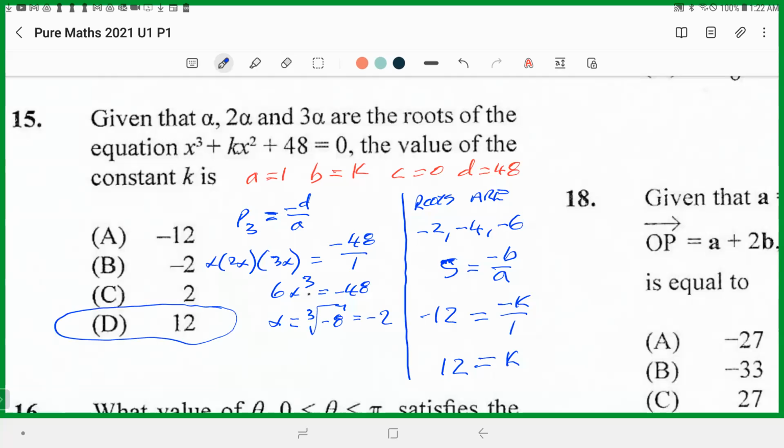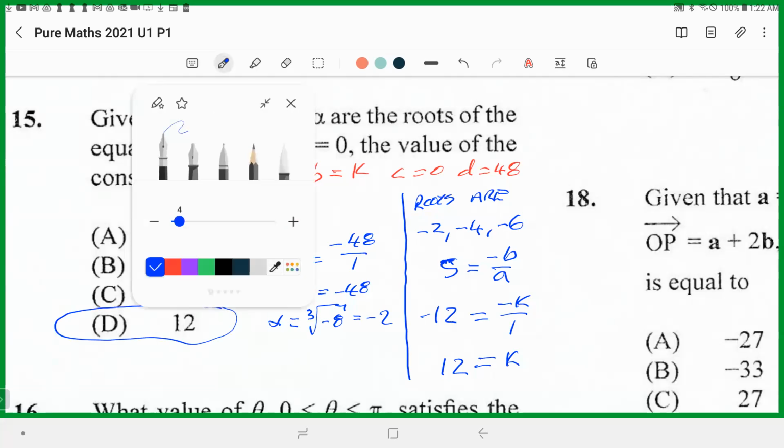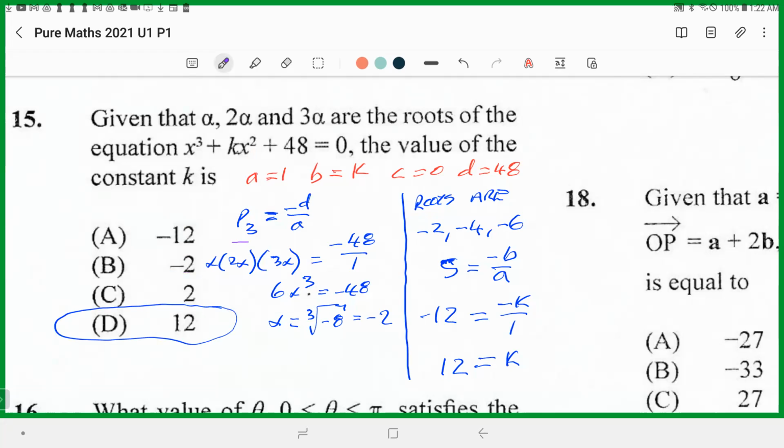I do too much work for this question. This was a formula that we used right here, and this is also the formula for the sum. The question is erroneous. Something is wrong with that question.